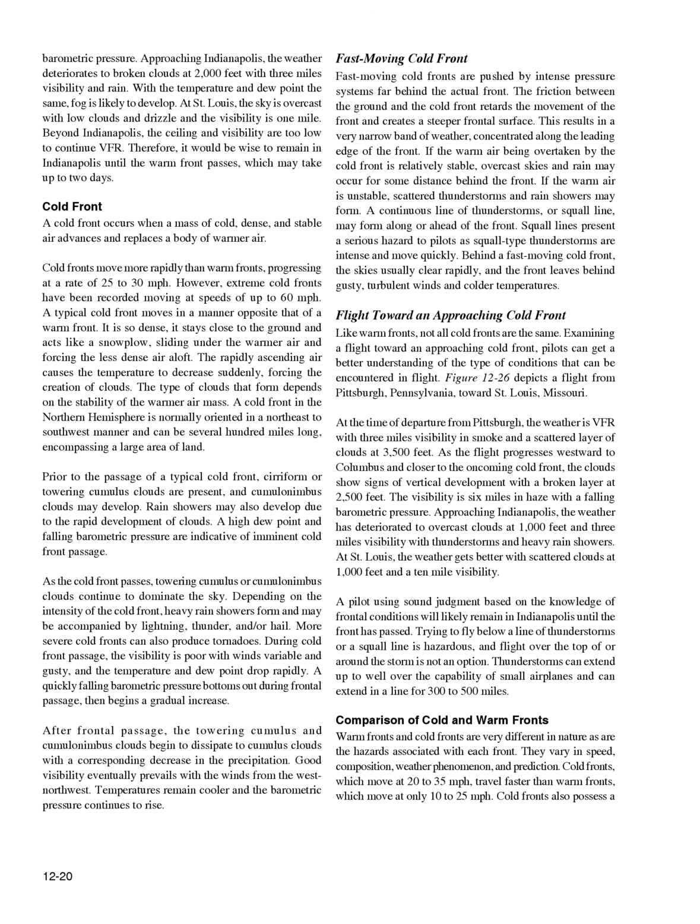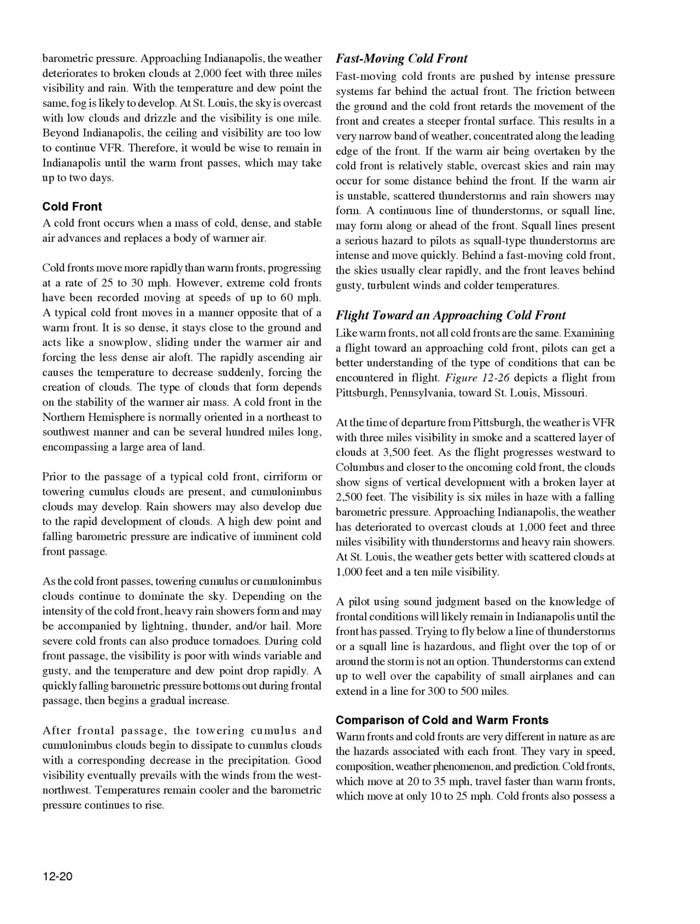After frontal passage, the towering cumulus and cumulonimbus clouds begin to dissipate to cumulus clouds with a corresponding decrease in the precipitation. Good visibility eventually prevails with the winds from the west-northwest. Temperatures remain cooler and the barometric pressure continues to rise. Fast-moving cold fronts are pushed by intense pressure systems far behind the actual front. The friction between the ground and the cold front retards the movement of the front and creates a steeper frontal surface. This results in a very narrow band of weather, concentrated along the leading edge of the front.